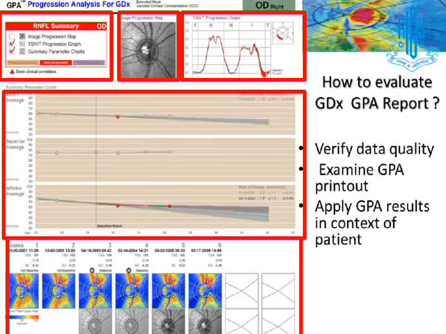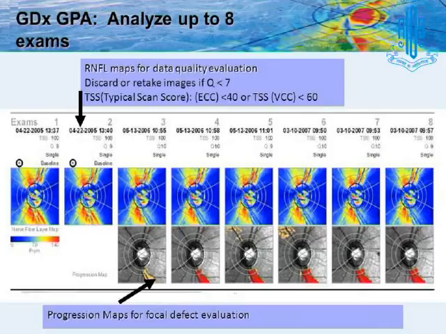Now the report looks like this. When we start looking at this and start reporting, first verify the data quality, which is the most important part, then examine the GPA printout in toto and apply the results that you have seen in context to the patient. Here we are seeing the thickness map as well as progression maps. The first thing you have to see in the thickness map is the Q value, or the quality index, and then the TSS, which is the typical scan score.